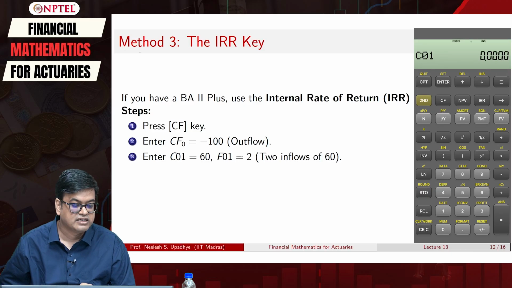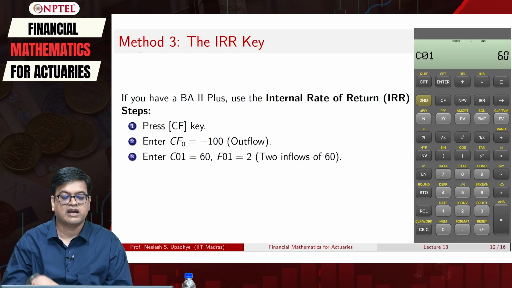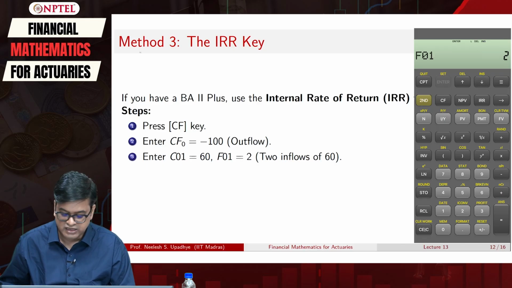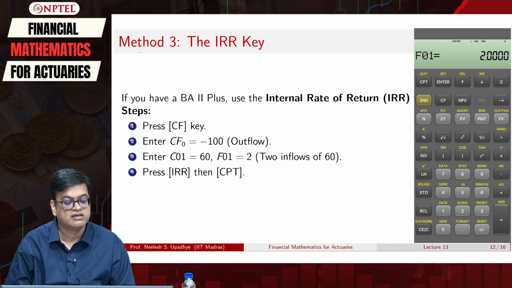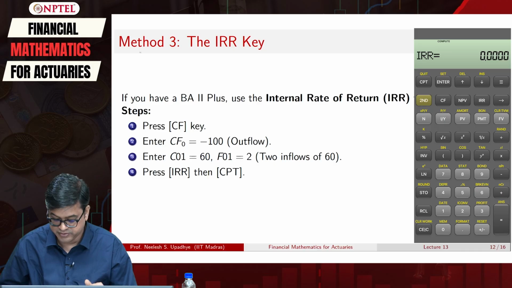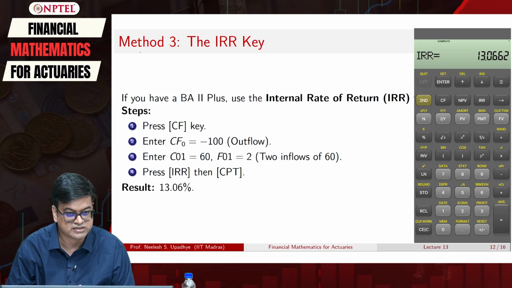Okay. After doing that, immediately enter C01 equal to 60, and how many inflows are there? There are 2 inflows. So F01 equal to 2. After doing that, immediately you press IRR, which is internal rate of return, and press compute. It will give you the exact answer, which is 13.06.